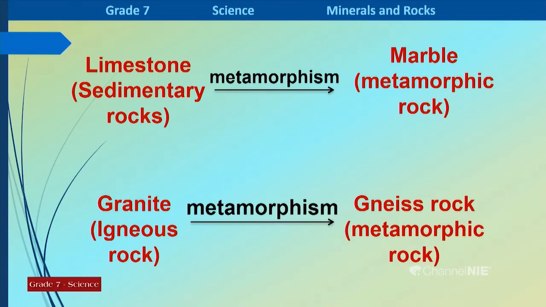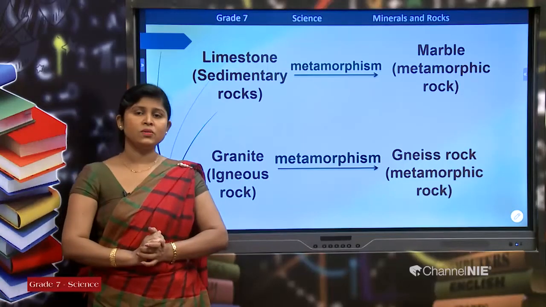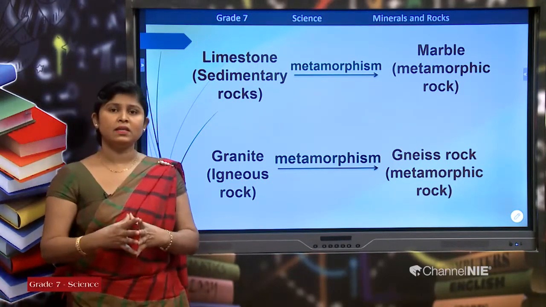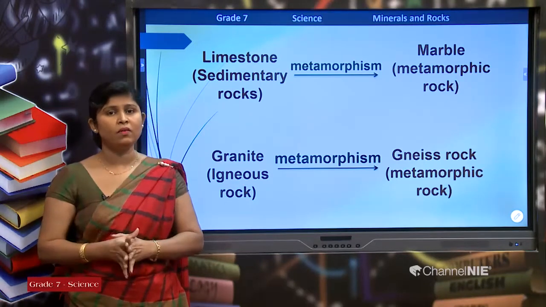Then I have given you two examples for metamorphic rocks on the screen. First one is marble and second one is gneiss rock, right. Now, limestone is a sedimentary rock. It has converted to a metamorphic rock after the metamorphism, and granite is an igneous rock. It has also converted to a metamorphic rock after the metamorphism, right. I think this simple diagram indicates clearly how the formation of metamorphic rocks takes place after the process of metamorphism.